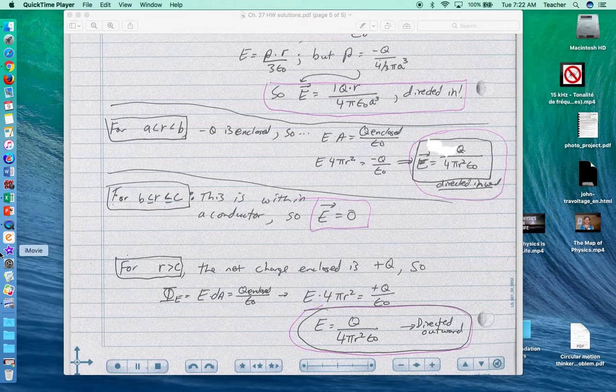So hopefully, again, that Gauss's law, something that seems complicated but can really help us understand things about electric field. And it is not nearly as frightening as it initially appears.